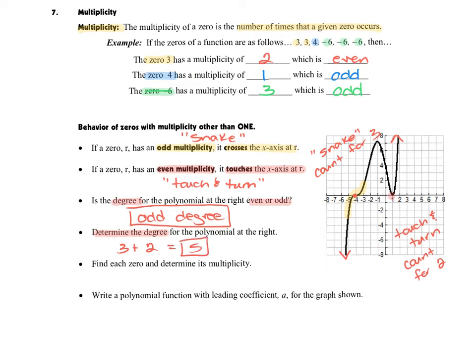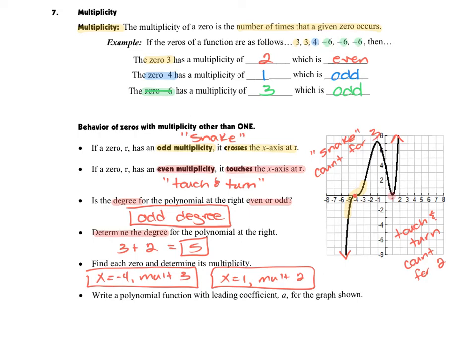It was something odd. Now it says find each zero and determine its multiplicity. Well, we've actually already answered that question. We can see that x equals -4 has a multiplicity of 3. And we can see that we have x equals 1, and it had a multiplicity of 2.